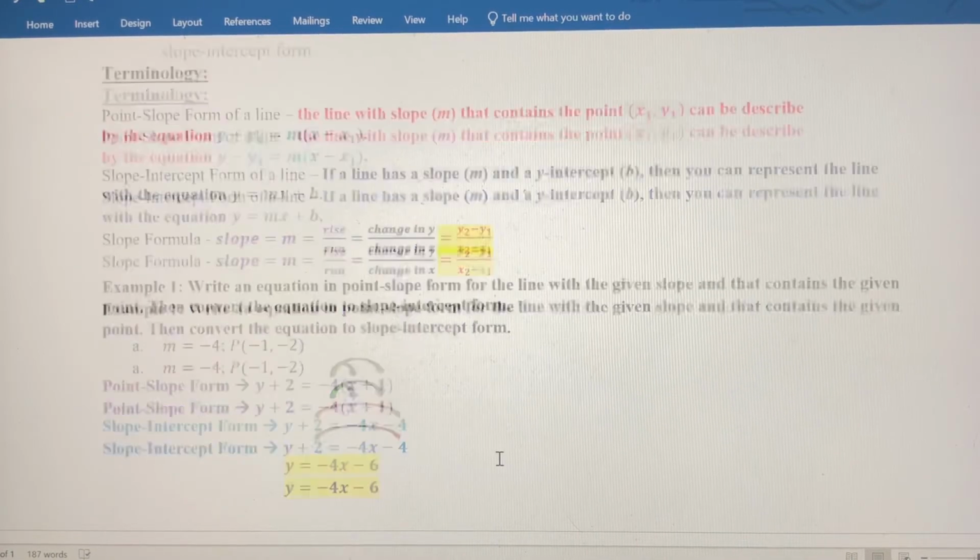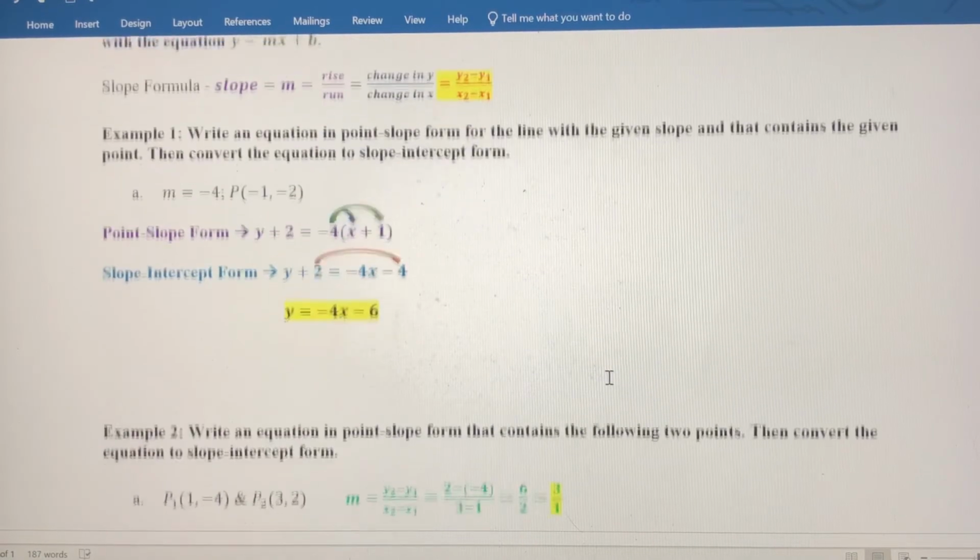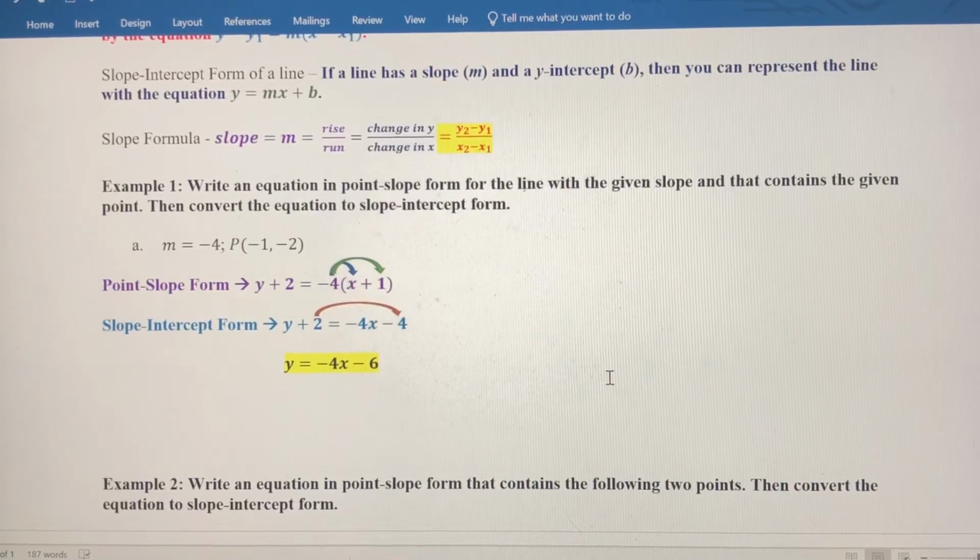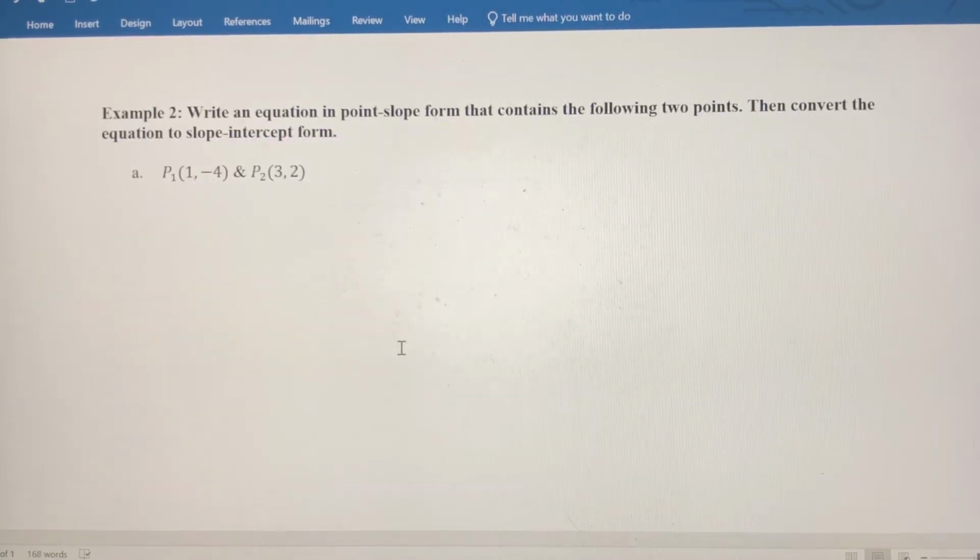Now, let's try example 2. Pause the video here and then come back and check your work. Okay, so in example 2, we're given 2 points that the line goes through. We want to write an equation in point-slope form first, and then convert that to slope-intercept form. But notice the word slope appears in both of these forms, and I don't have the slope yet.